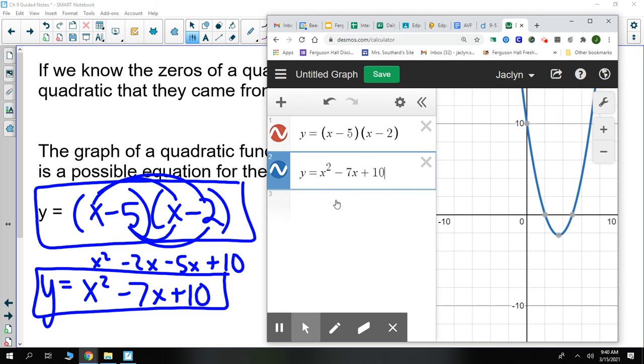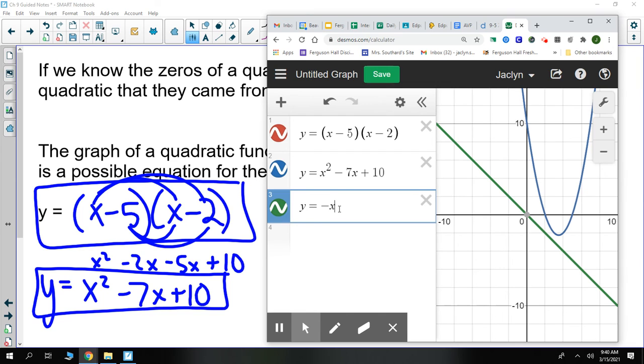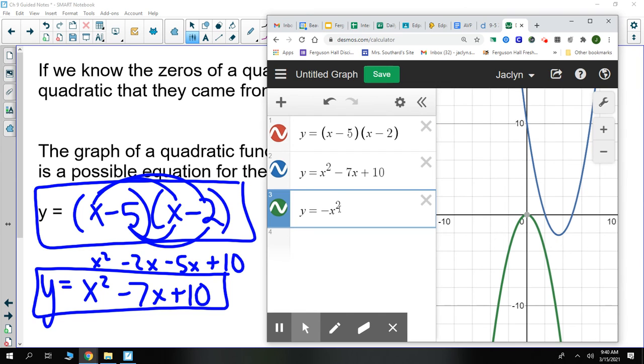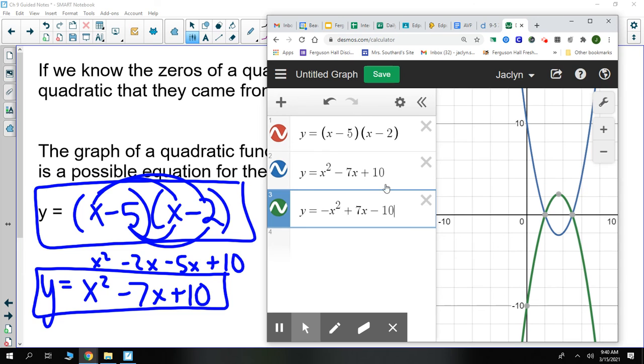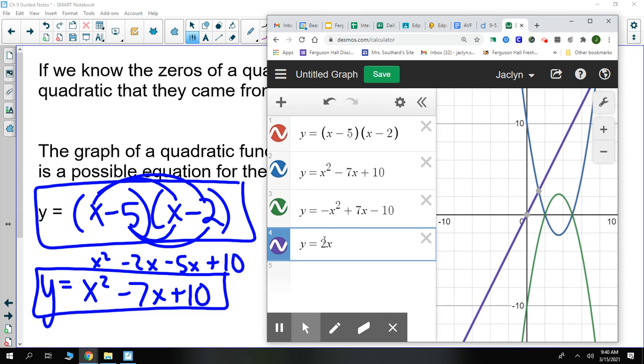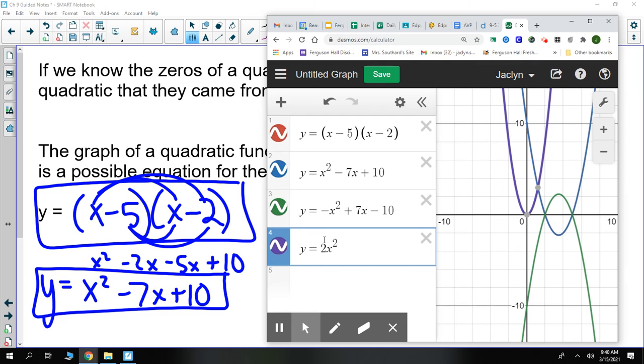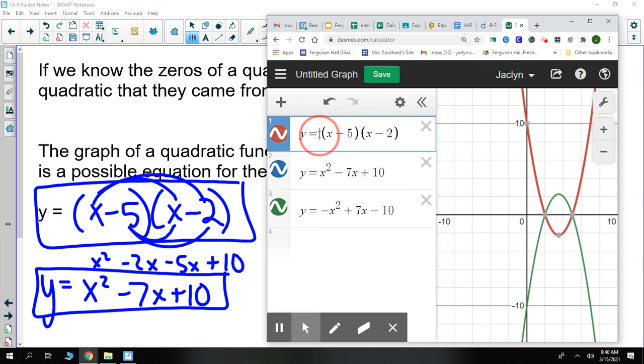For example, if I multiplied everything by negative 1, that would give me negative x squared. A negative 1 times a negative 7 is a positive 7. And a negative 1 times a positive 10 is a negative 10. Notice if I multiplied everything by negative 1, it still goes through the same dots, but it's flipped over. Look what happens if I multiply everything by 2. You could actually multiply that 2 wherever you want. Look, I can put that 2 right up here at the top. Look what happens if I multiply that guy by 2.